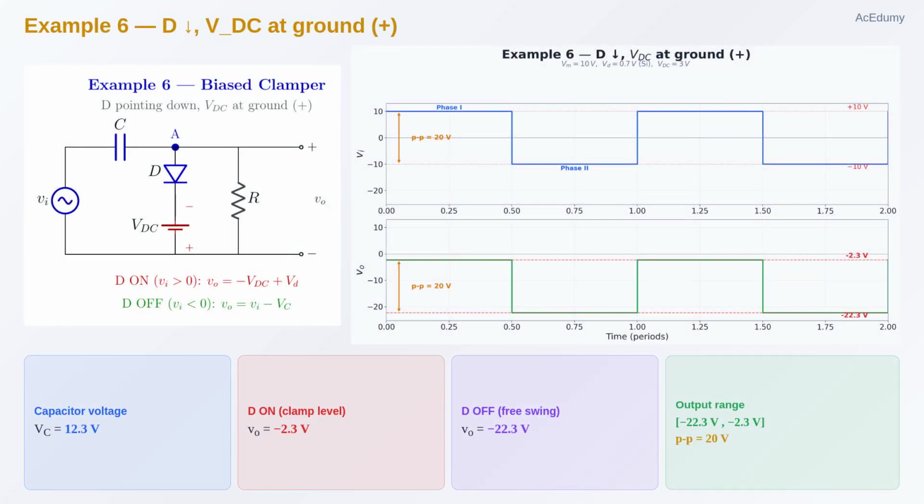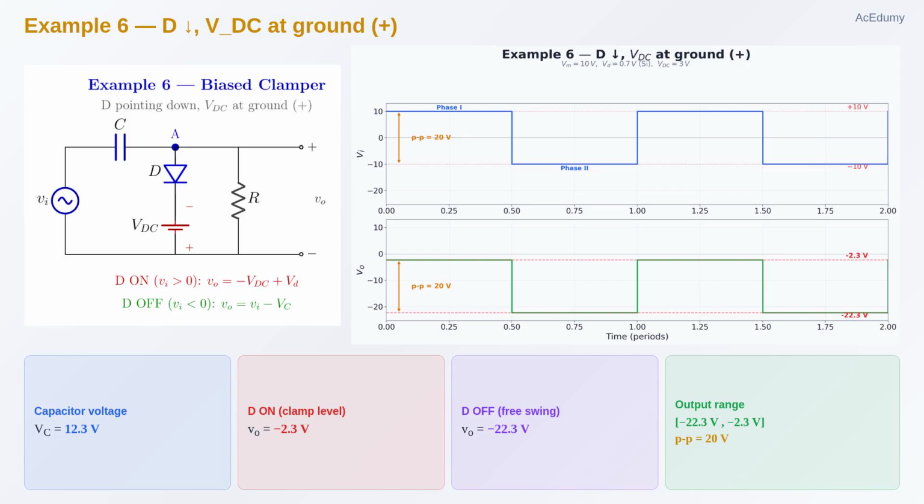Example 6. Now flip the diode to point down again. Bias V sub DC is on the ground side, pulling the diode cathode into negative territory. The diode conducts during the positive half cycle, but because of the bias, the clamp level is minus V sub DC plus V sub D, which is minus 3 plus 0.7 equals minus 2.3 volts. The capacitor charges to V sub M plus V sub DC minus V sub D, 10 plus 3 minus 0.7 equals 12.3 volts. During the negative half cycle, the diode turns off.